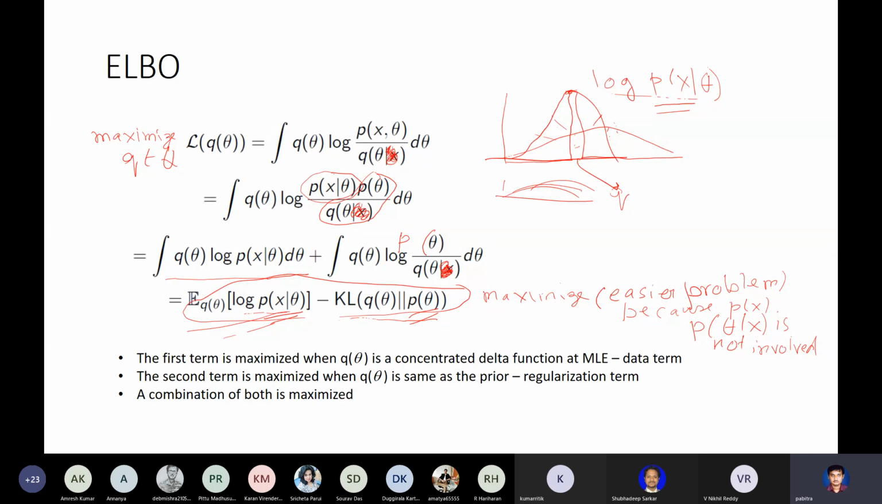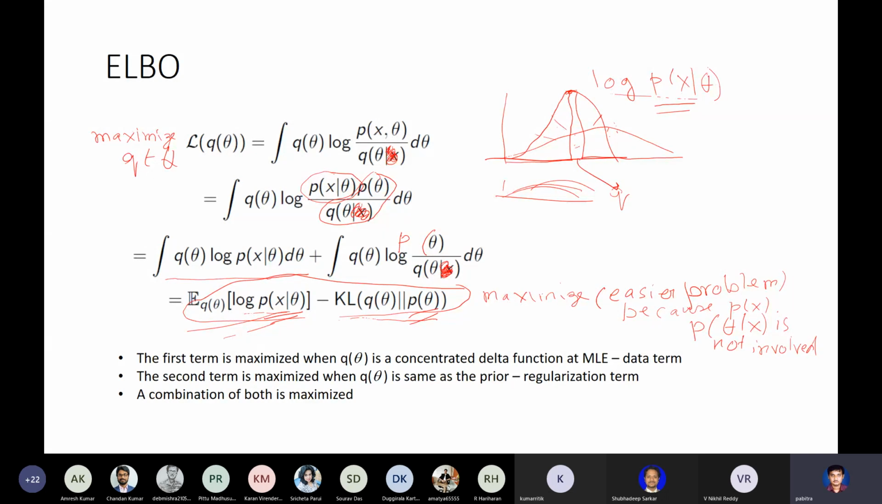Okay, so the first term is determined by the likelihood, rather the log likelihood. It's determined by the MLE. And you see, the prior doesn't play any role here. It is only determined by how well you explain your given data.